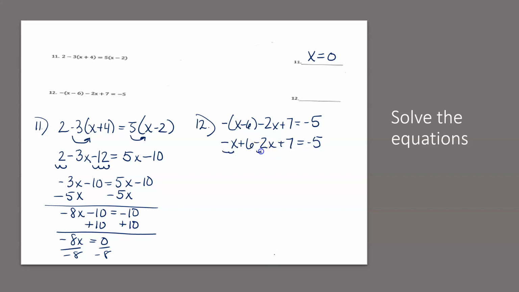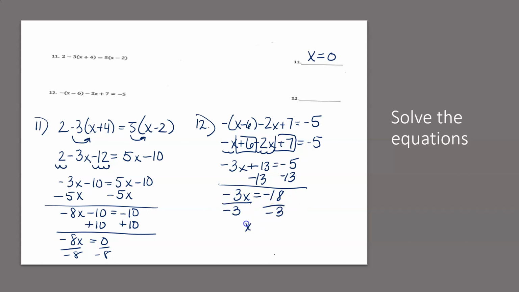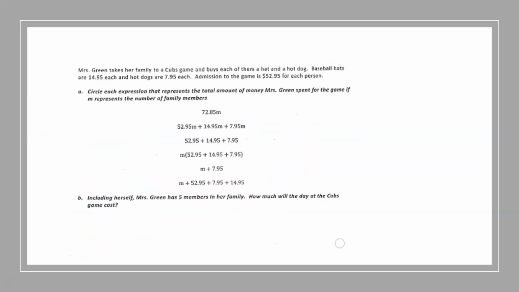So let's combine the x's. We have negative 1x and negative 2x is negative 3x. And let's combine the constants. 6 and 7 together is 13. So when we subtract 13 from both sides, I get negative 3x is equal to negative 18. I'm going to divide by negative 3, and I get x is positive 6. All right, that's it for the solving equations section.